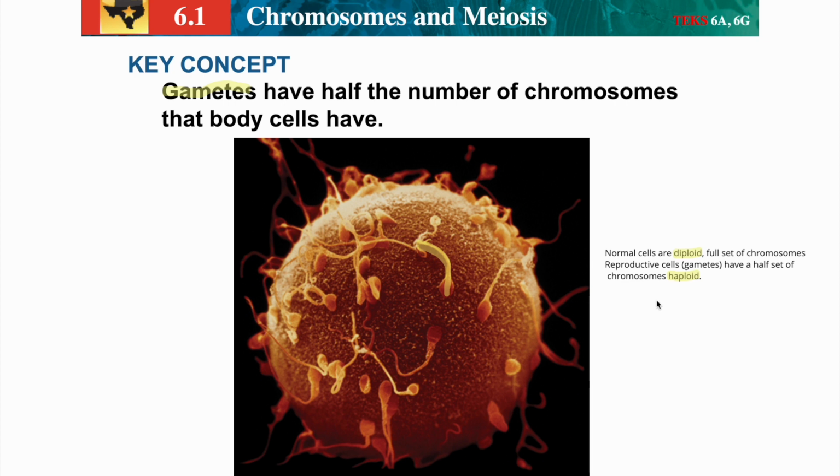Now, what happens is these gametes come together to make a new organism. Those chromosomes combine. So in this picture right here, let's say this egg was fertilized. The egg has 23 chromosomes, and the sperm has 23 chromosomes. They come together, and an organism is going to be formed that has a total number of 46 chromosomes.